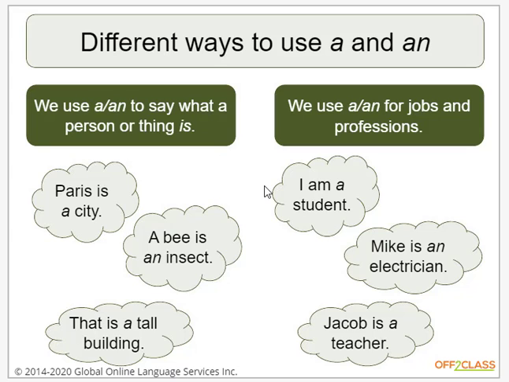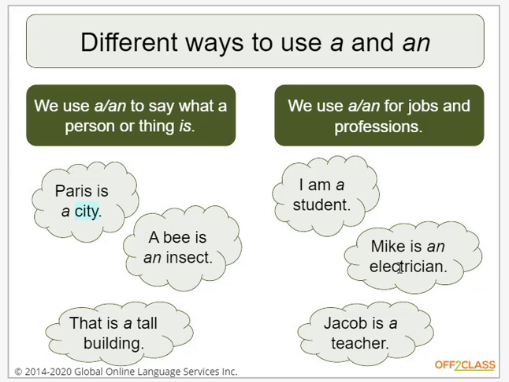So here are some different ways to use a and an. We use a and an to say what a person or thing is, but we also use a and an for jobs and professions, right? So Paris is a city. A bee is an insect, right? Remember, A-E-I-O-U, right? That is a tall building. I am a student. Mike is an electrician.